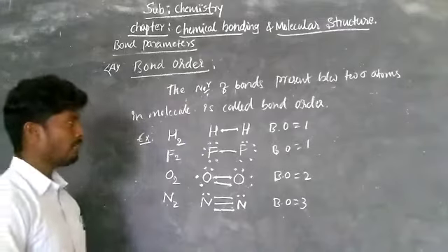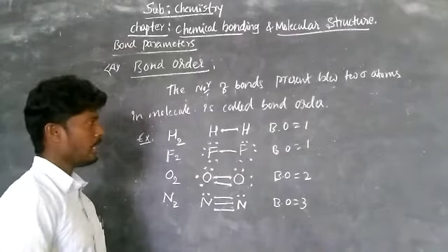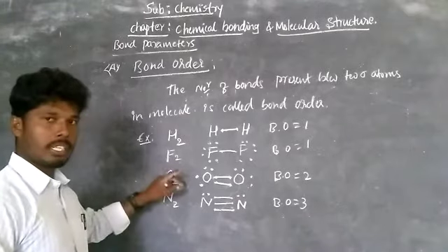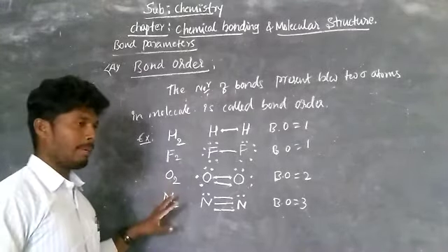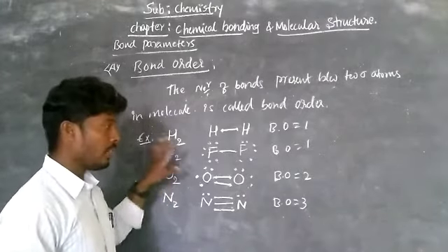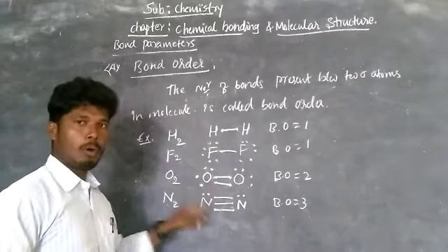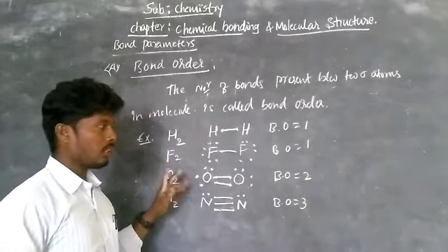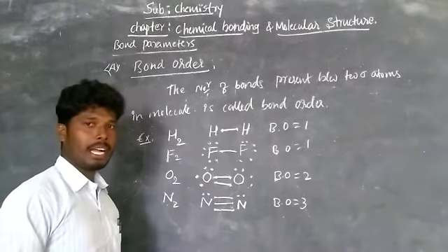Like that, we are finding the bond order between the atoms. Now here one more concept: molecules or atoms containing the same number of electrons are called isoelectronic species. The isoelectronic species have the same bond order.